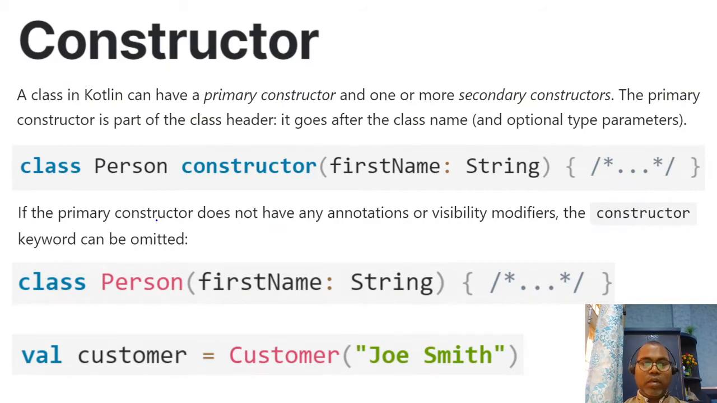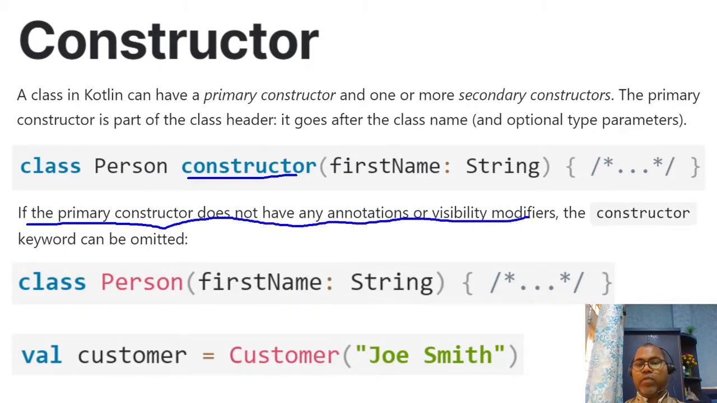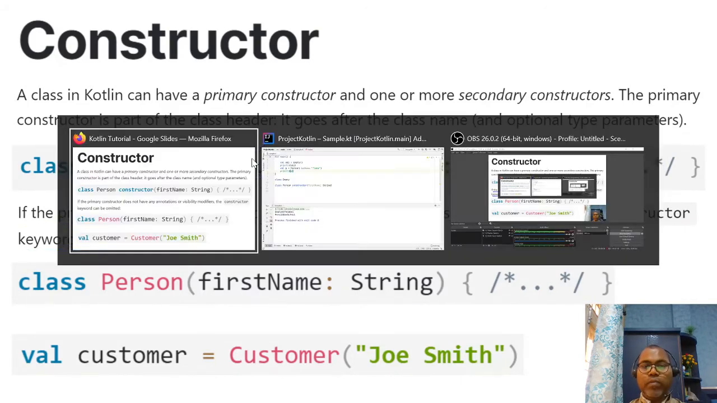So yeah, there is also a concept: if the primary constructor does not have any annotations or a visibility modifier, then the constructor keyword can be omitted. So this is optional. If you need some kind of annotation, like an access modifier, then the constructor keyword is mandatory. Else we can leave it without the constructor.